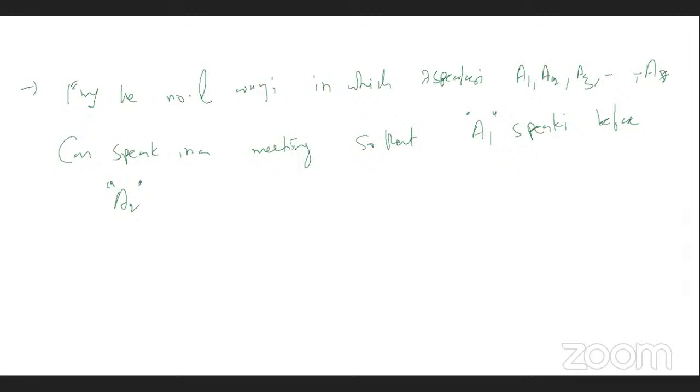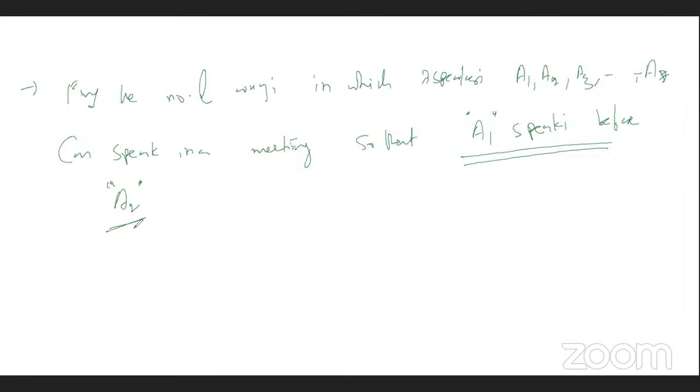Tell me the meaning of the question once. Sir, there are 7 speakers, A1, A2 and so on up to A7. The condition is A1 should speak before A2. Should all 7 members speak, or is there any other condition? Yes sir, all of them should speak. But what we need is A1 speaks before A2. Suppose we do not have this condition.